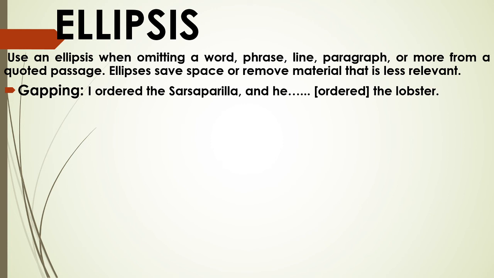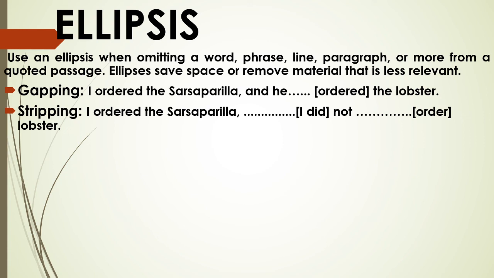The first one, gapping. Gapping means there's a gap between your thought and you cut your sentence short. For instance, I ordered the sarsaparilla and he the lobster. So in this gapping, the speaker has taken a moment to think about it. The next one, stripping. You strip certain information. For instance, I ordered the sarsaparilla and not lobster. So here you are cutting short your sentence again. Whatever type of ellipsis it is, the function is to remove the material or information in the sentence, paragraph, line or phrase that is less relevant.